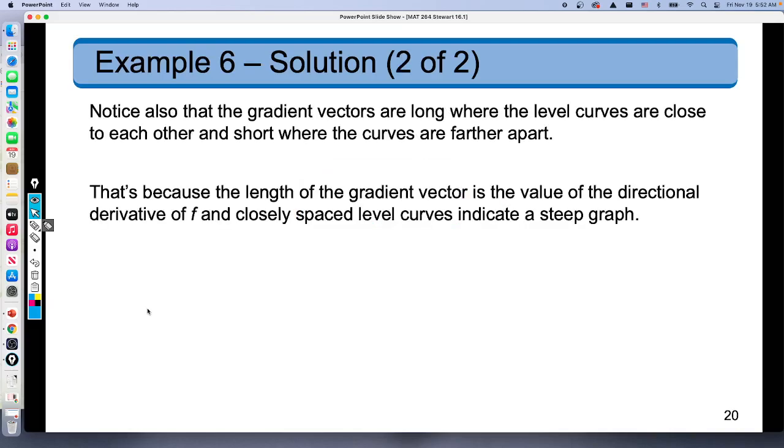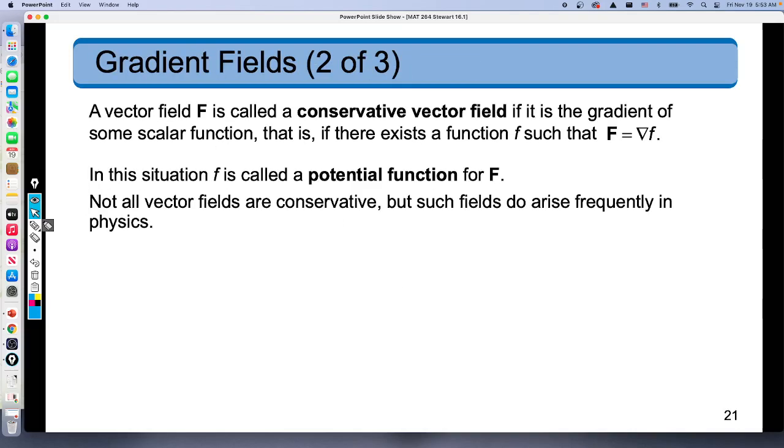Okay. So the gradient vectors are long where the level curves are close to each other, and short where the curves are further apart, again because further apart is less rate of change. And that's what they explained here. And there's also what we could call a conservative vector field, as long as there is some function where the vector field F is equal to the gradient. This often happens, but not always. Not all fields are conservative, but we would call it a potential function.